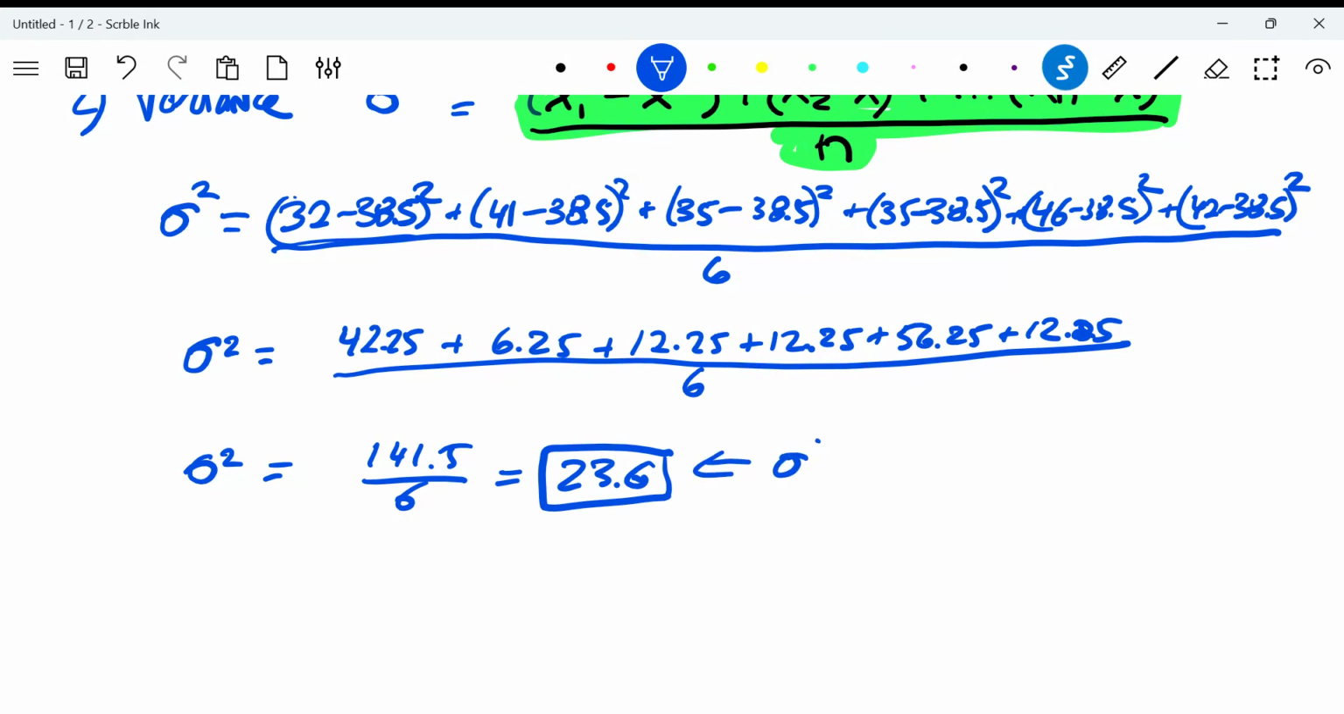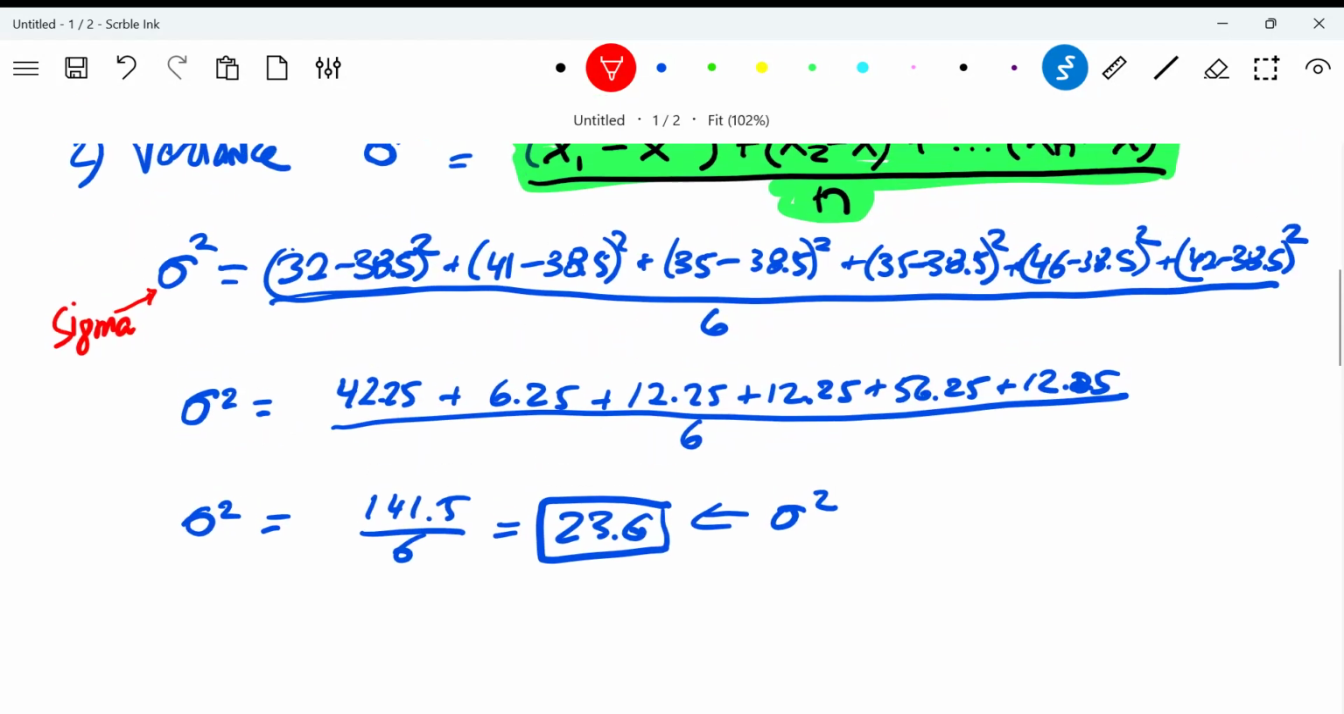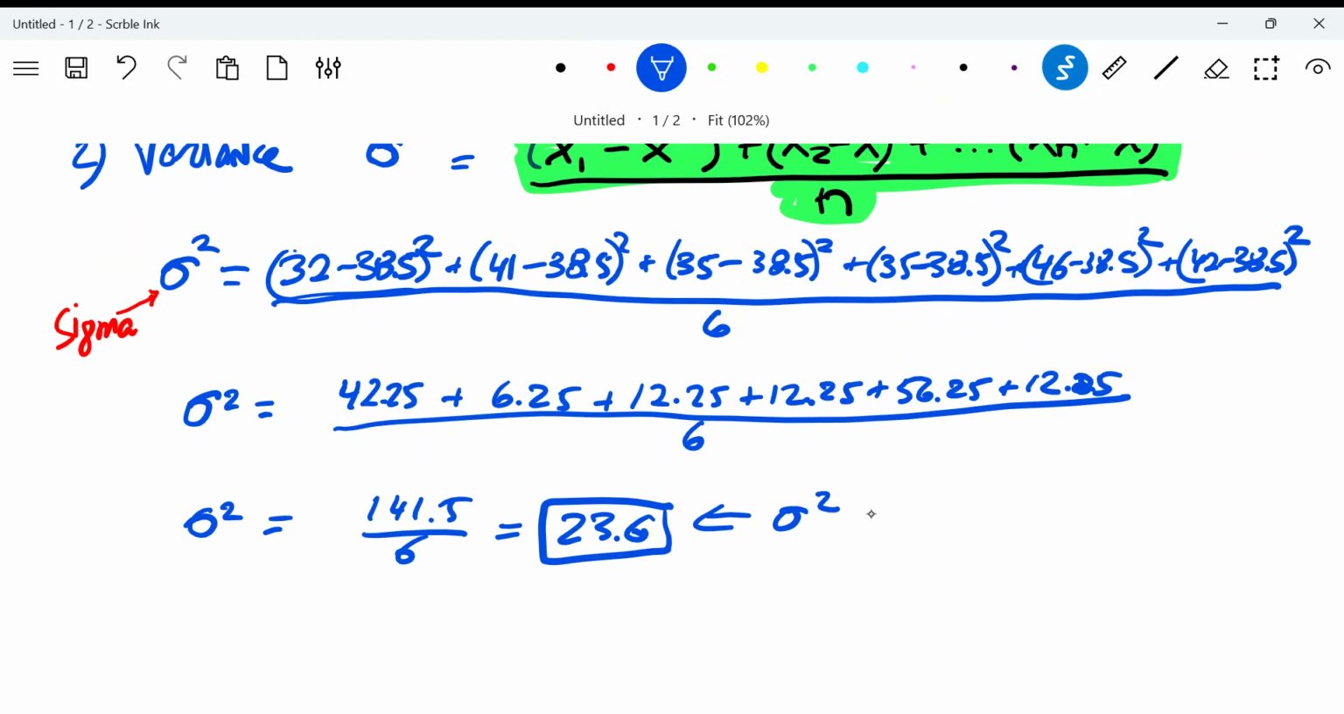I should specifically tell you, this is sigma, the lowercase Greek letter sigma. And so sigma squared is the variance. Finish out that 6 so it's more like a 6. We'll just fix that. And you have a chance to catch up here.